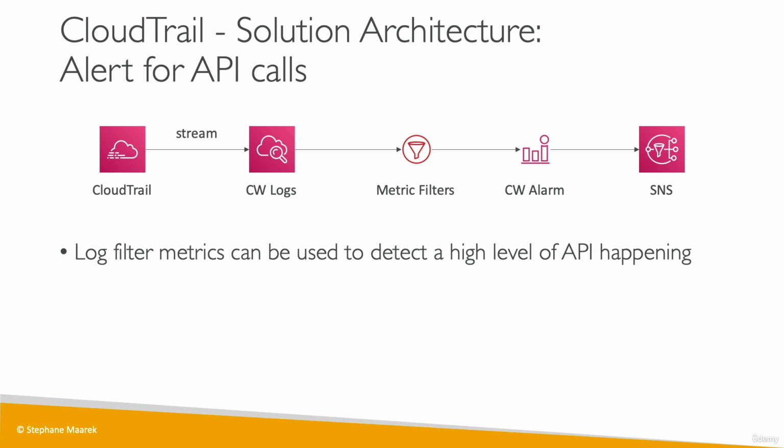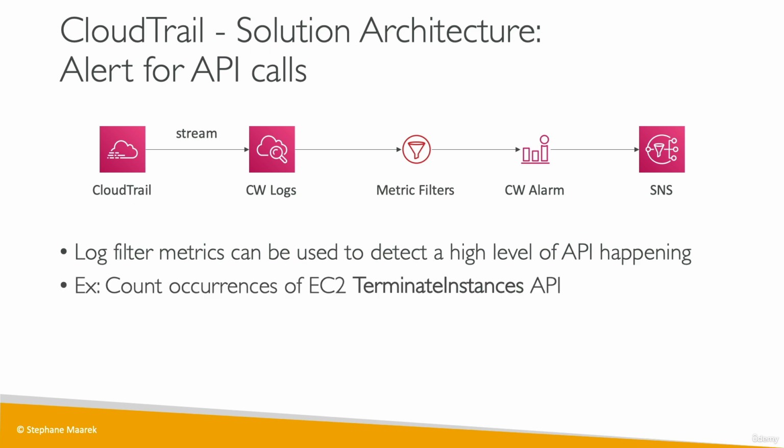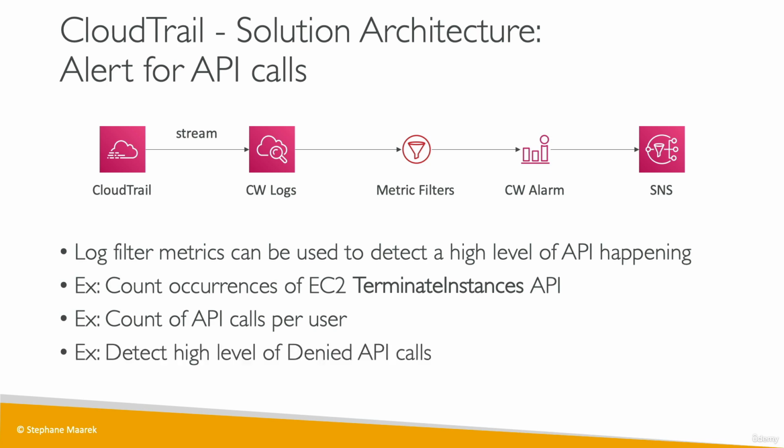Now, these log metric filters can also detect a high level of API activity. It doesn't have to be a specific API. So you can count the occurrences of a specific API, for example, terminate instances, or count the API calls per user, or detect a high level of denied API calls. Maybe someone is trying to breach your security. So it's not just for one API call, you can create a metrics filter and the CloudWatch alarm is for counting them or detecting a high level of unusual activity.